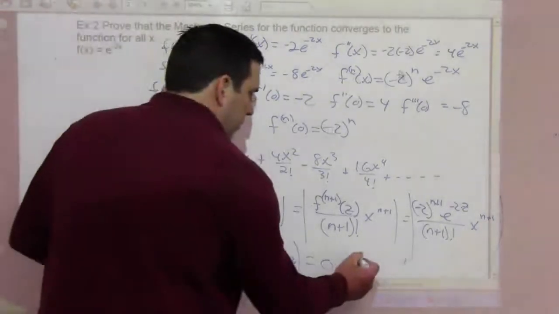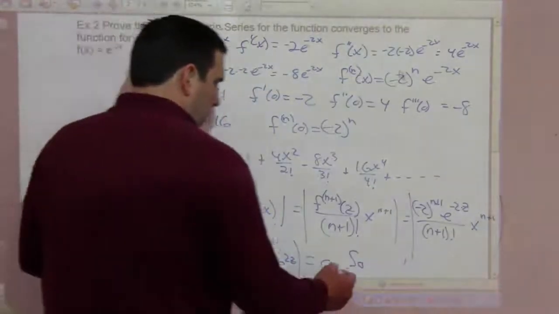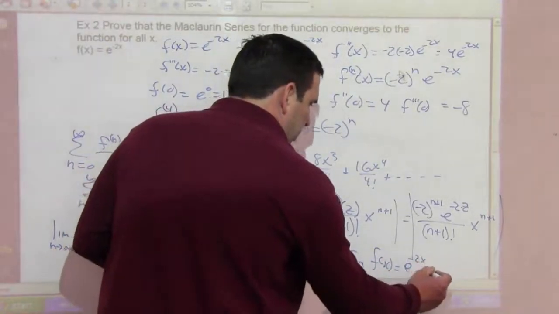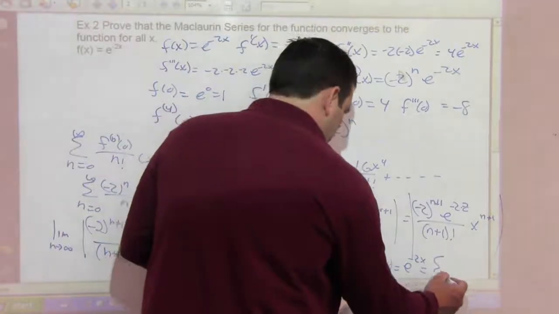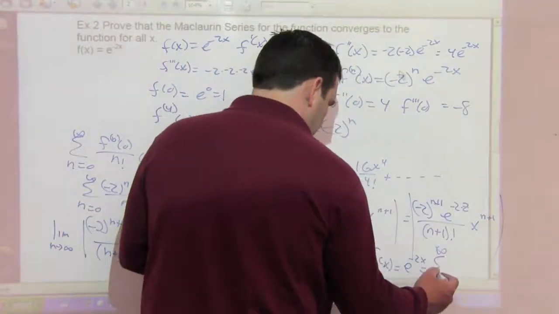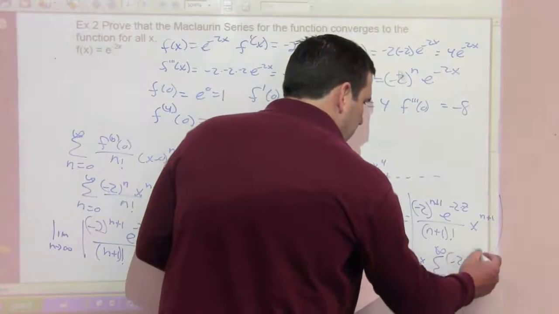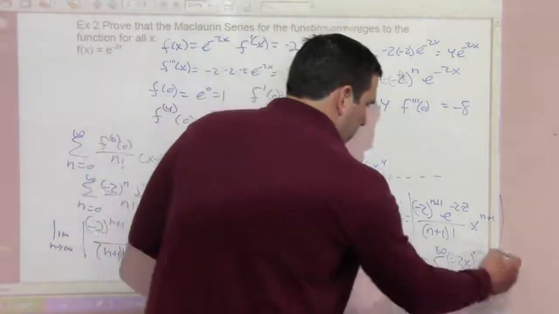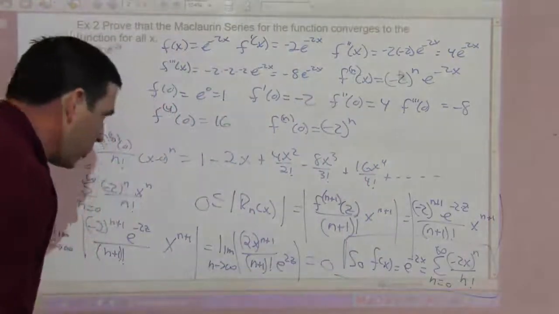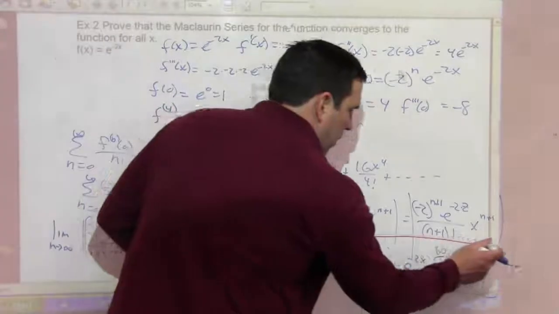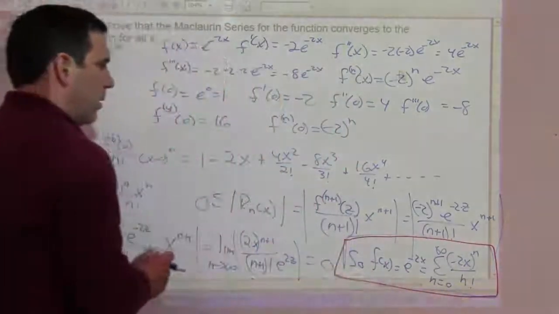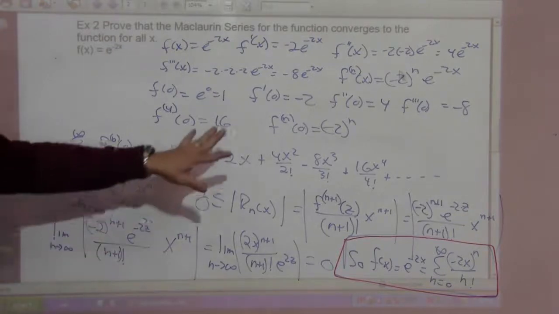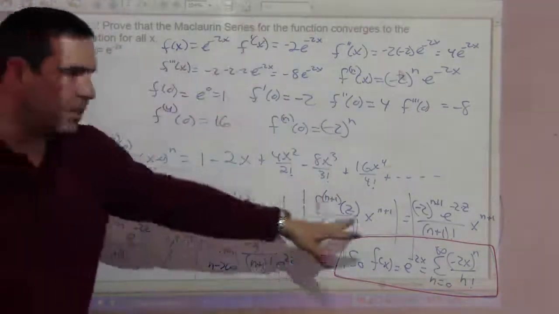So f of x, which is e to the negative 2x, could be represented by the sum as n goes from 0 to infinity of negative 2x to the n over n factorial. I should have done red so it stands out. There you go. So we can conclude that since the remainder goes to 0, the function is equal to its Taylor series.